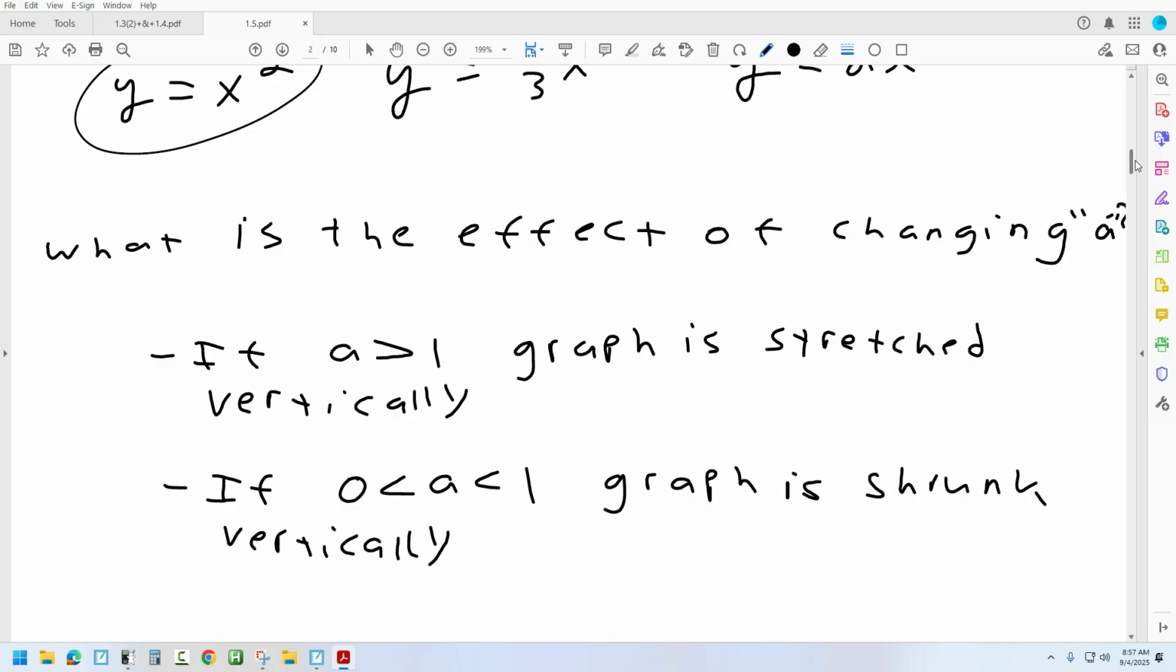Notice here, I'm not talking about A being a negative. If we throw a negative in with A, now we're combining a reflection with a stretch. All right? So for now, we're just talking about stretching vertically or compressing vertically. So A is always a positive number, for now.